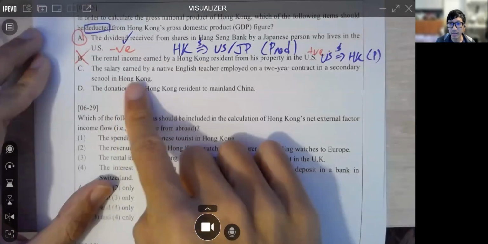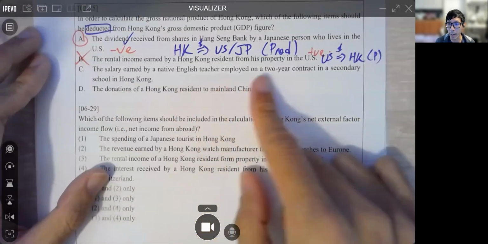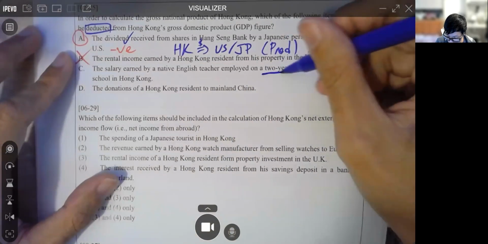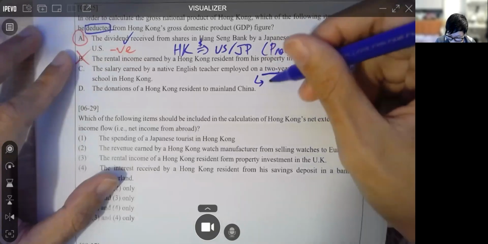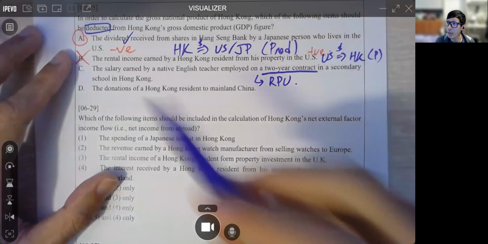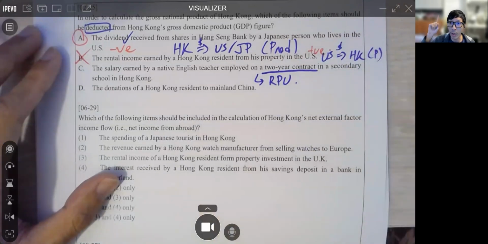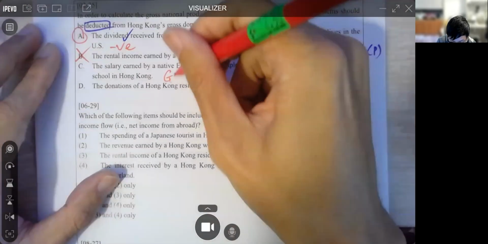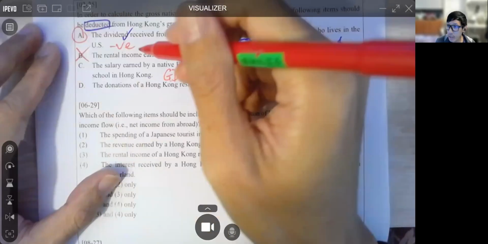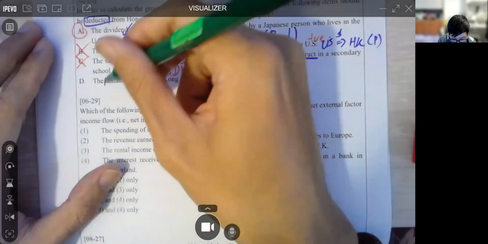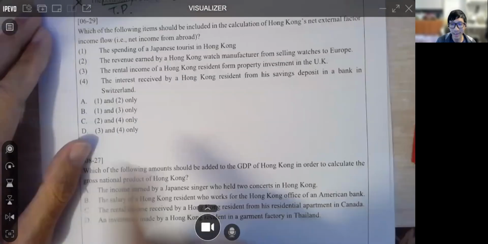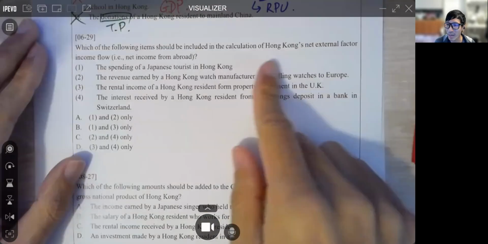OK, third one, salary earned by a native English teacher employed on a 2-year contract. Why is it important to mention the 2-year contract? What does that mean? It means that this is an RPU. Now an RPU working in Hong Kong, earning money in Hong Kong, what is this? This is a native GDP item. So no need to deduct or add anything. And finally, donation, transfer payment, not counted, we've explained it many times.